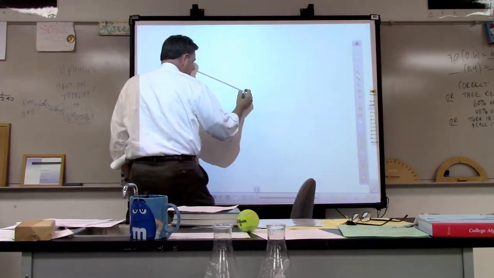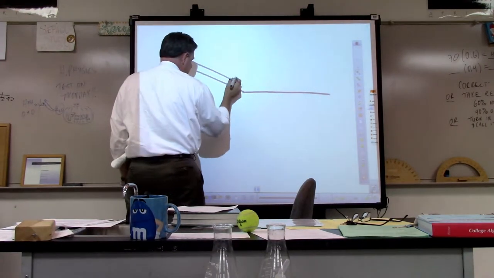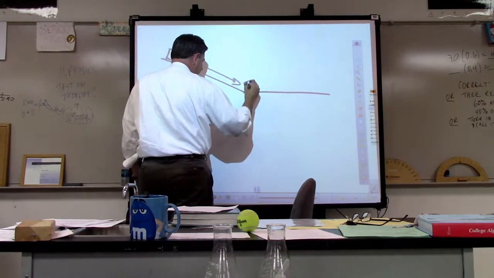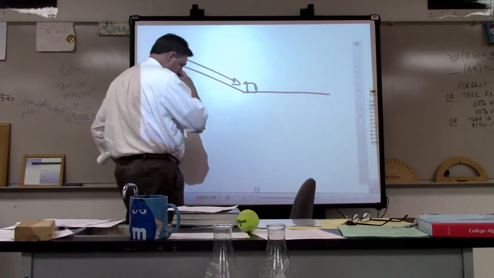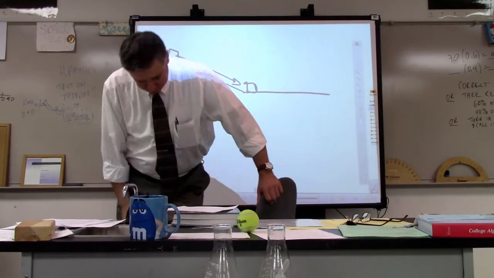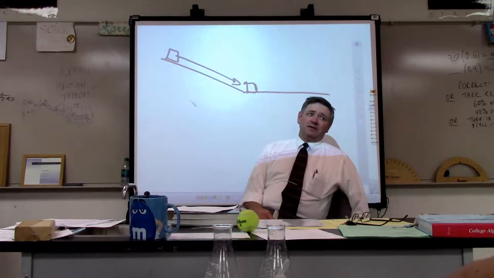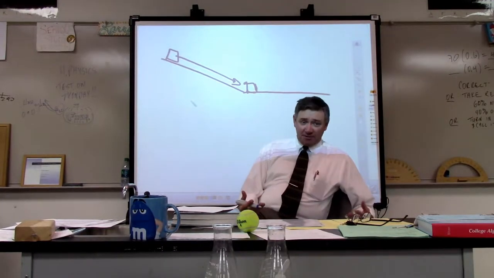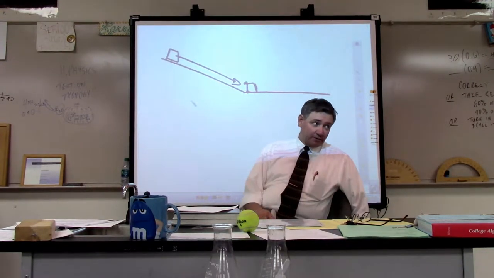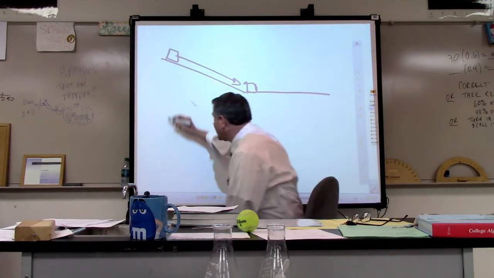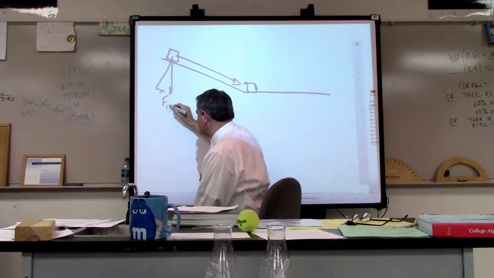So here's the inclined plane. Here's this block, right? It's going to slide down. And this is a frictionless surface. So it's the only thing that's going to make this thing accelerate down the inclined plane. Gravity. And what component of gravity? Normal or parallel? Parallel.